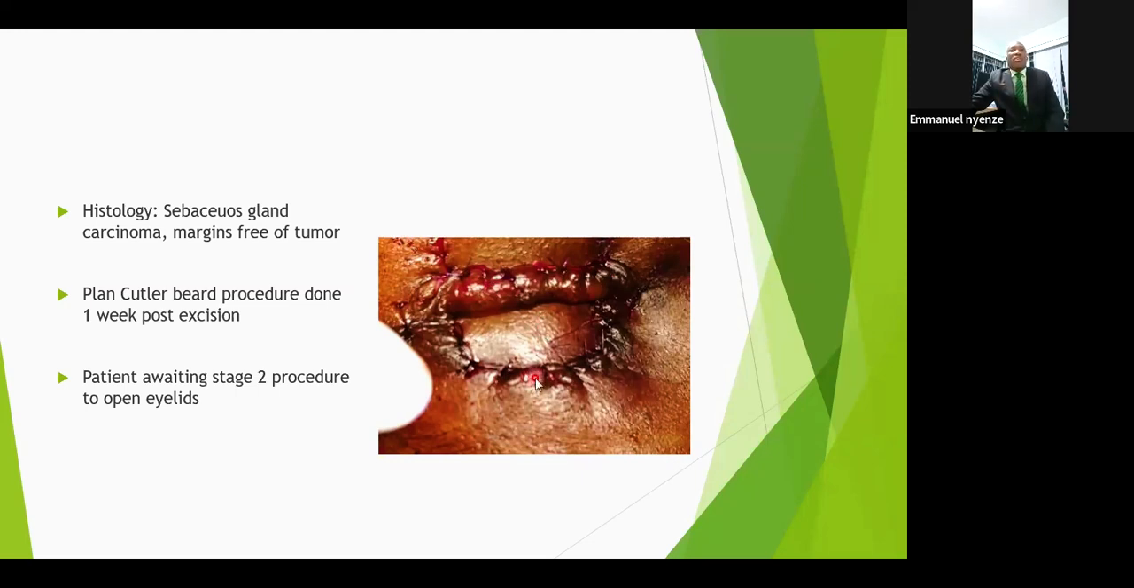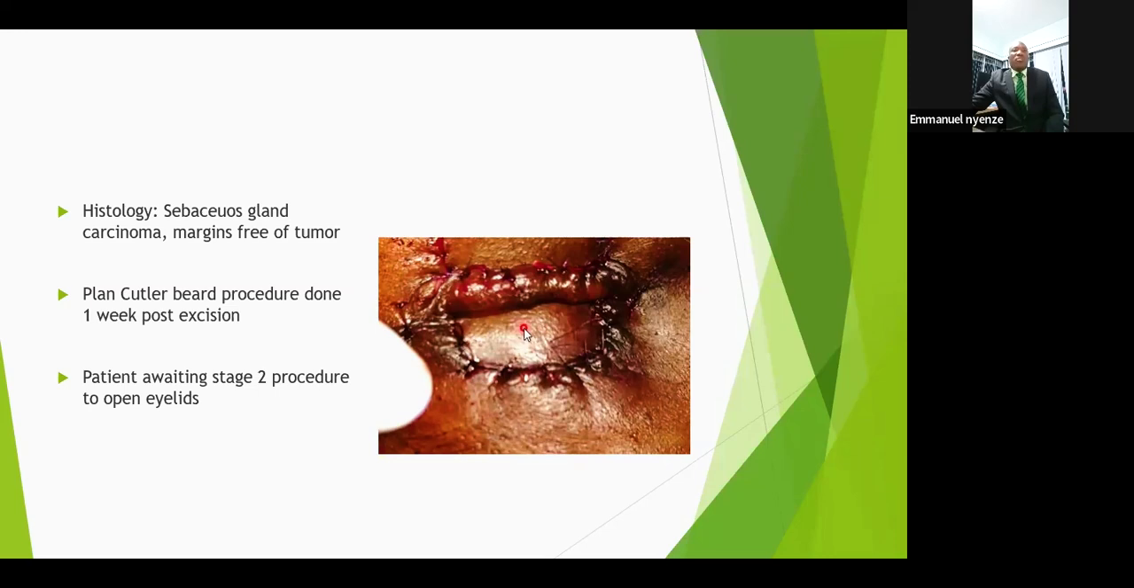I think this photo is inverted. This is the lower lid. This is the upper lid. This is the bridge. So the Cutler-Beard, the borrowed tissue from the lower lid is, as you can see, very large tissue.